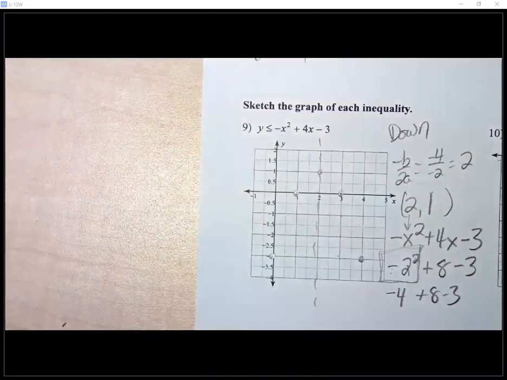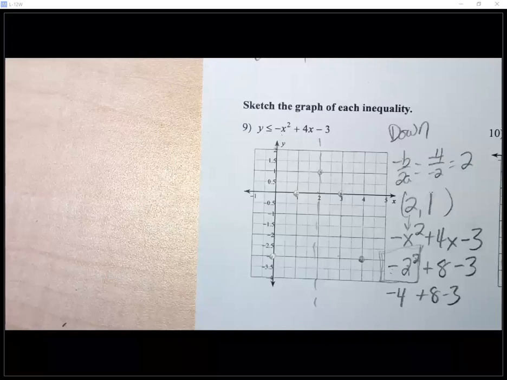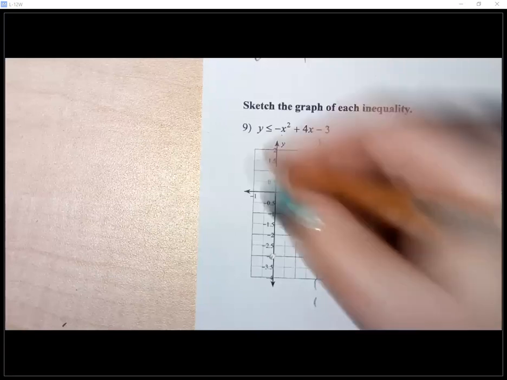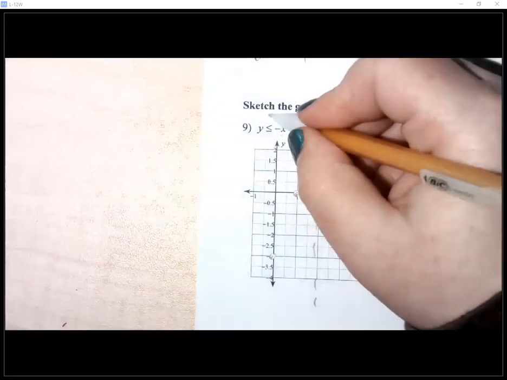But now, because it's an inequality, I got to ask myself, hey, should this be solid or dotted? And what do you say? Solid, right? And we are looking right here for that information. If it has the bar underneath, then it would be solid. And then I just have to shade. So if y is less than, yes.